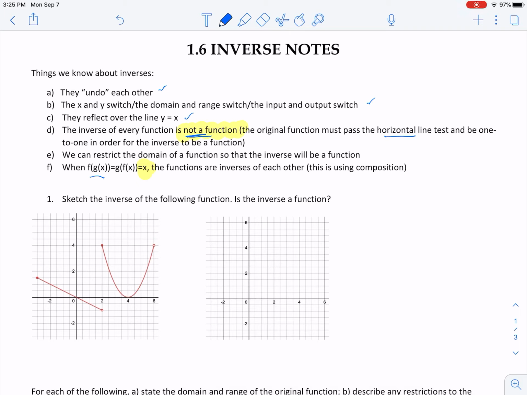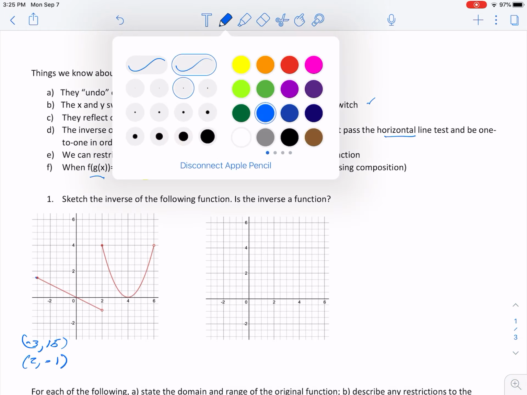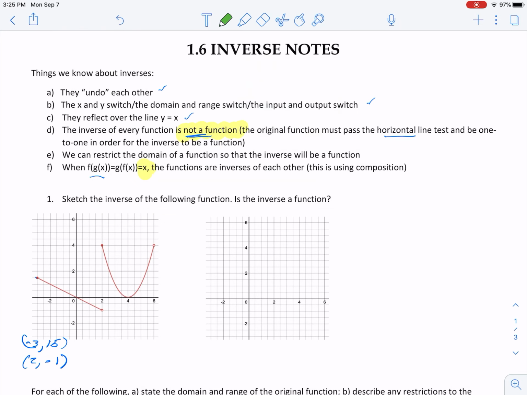Okay? The first thing this one asks you to do is sketch the inverse of a function. What I like to do is find the ordered pairs. So this is -3, 1.5, and this point is 2, -1. So when I graph its inverse, you change that to 1.5, comma, -3, and -1, 2. So I go over here to 1.5, -3, which is down here, and I go to -1, +2, which is up here, and this is the line.